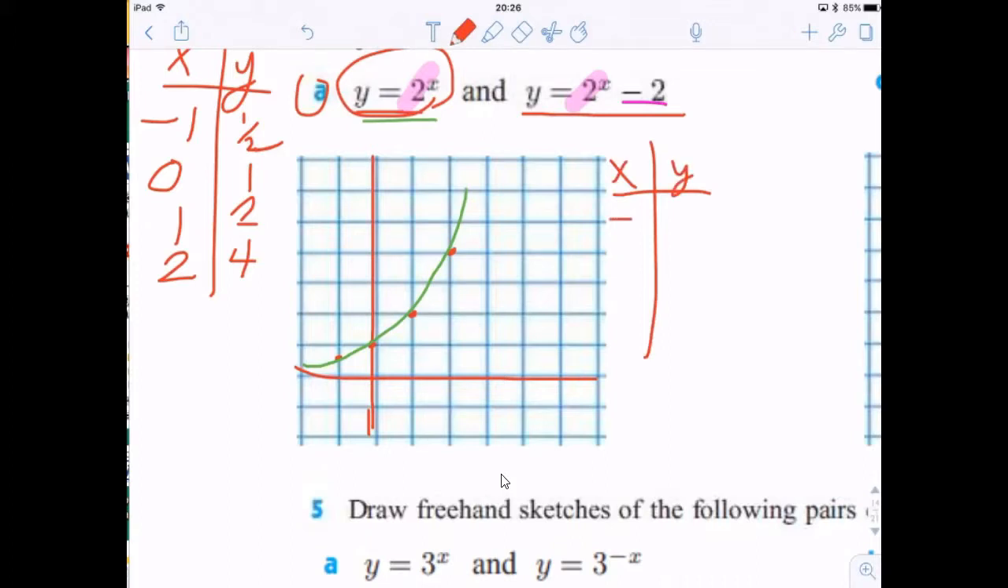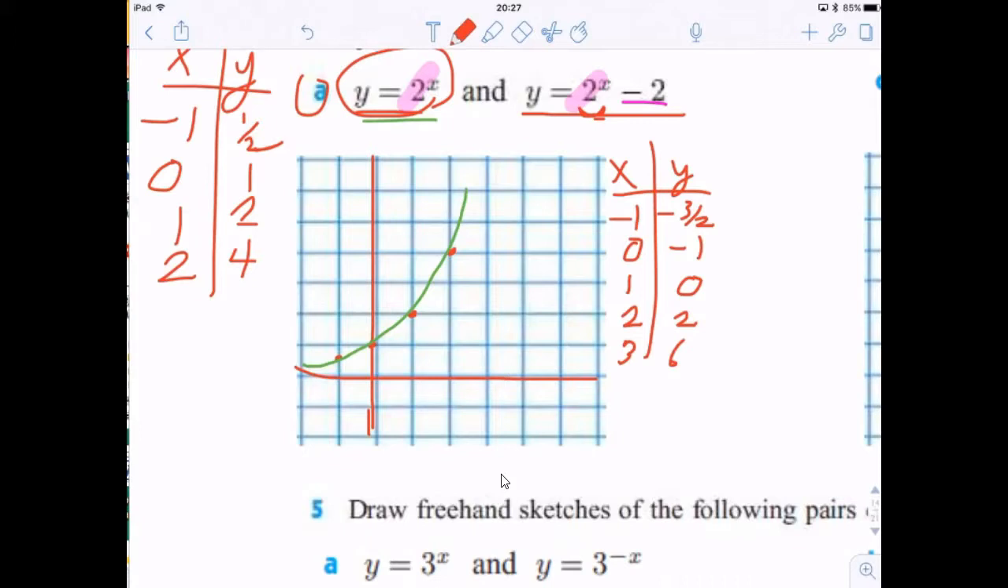So if I put -1 in there, it's going to give me 1/2 for the first part, then I'm going to subtract 2, so it's going to give me -3/2. If I put 0 in here, it's going to give me 2 to the 0, which is 1, minus 2 is -1. If I put in 1, it'll be 2 to the first, which is 2, minus 2, which is 0. And if I put in 2, it's going to be 2 squared, which is 4, minus 2, which is 2. If I put in 3, it's going to be 2 cubed, which is 8, minus 2, which is 6. Okay, now I'm going to graph these.